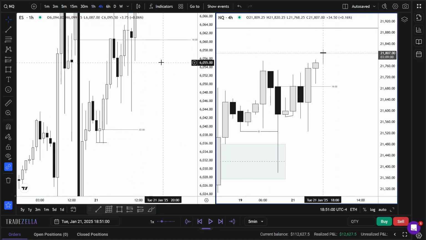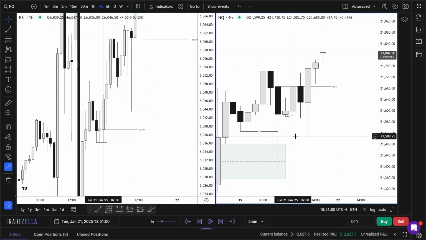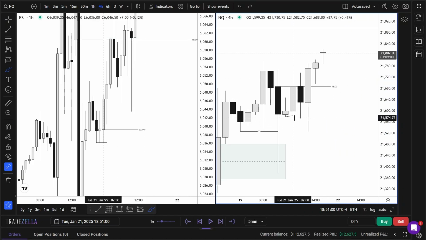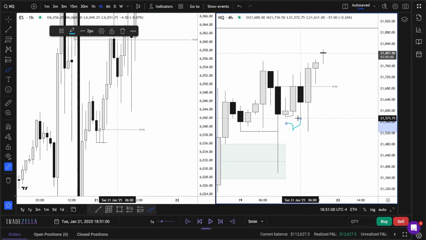So we have, and the same thing, before we continue, the same thing as we expect the daily candle to open, trade into a key level before expanding away. That's the same thing we expect the 4-hour candle to do. We expect the 2 a.m. candle to open, trade into a key level, then expand away from it.